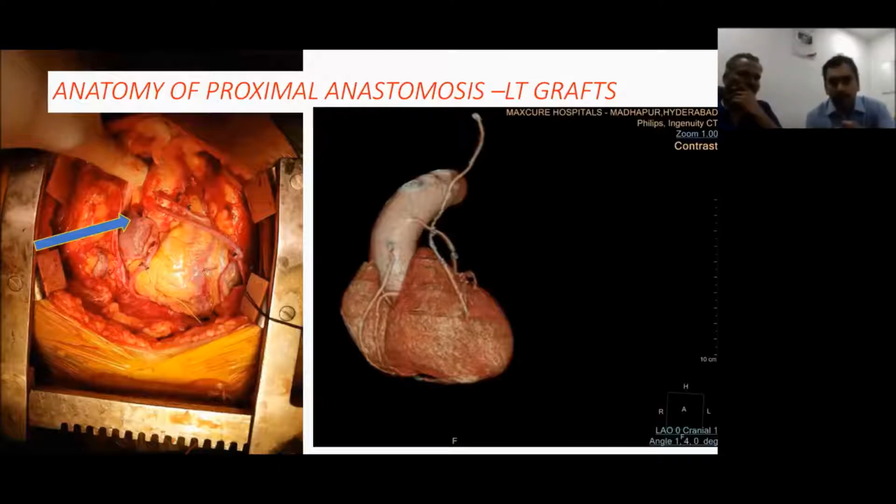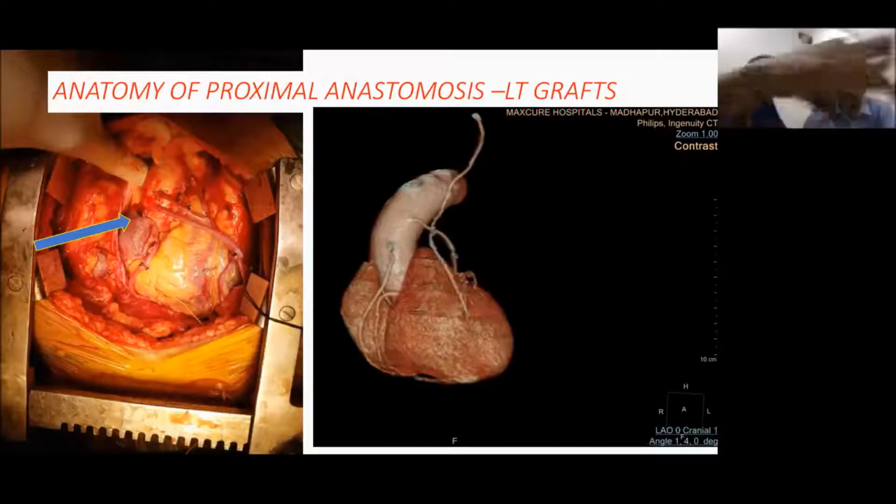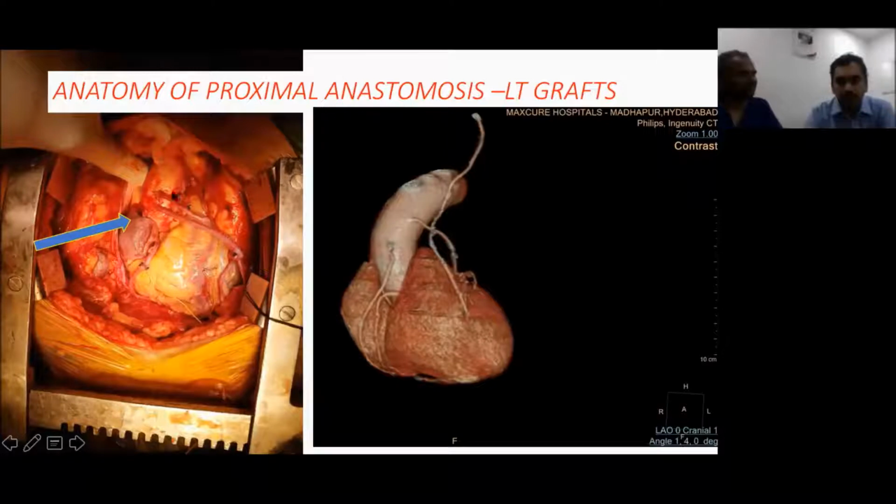In this situation, on the left picture, this is what I was meaning: the left side grafts anteriorly rather than laterally, and the right side graft is in the usual position, right lateral. I don't know when you give posterior. Posterior is very difficult for us also.